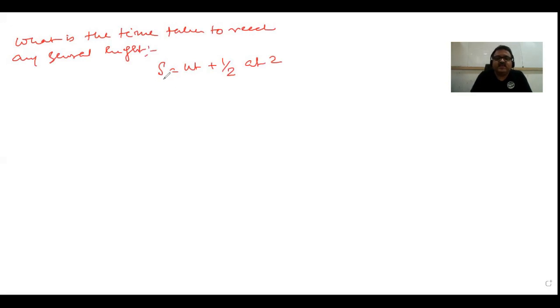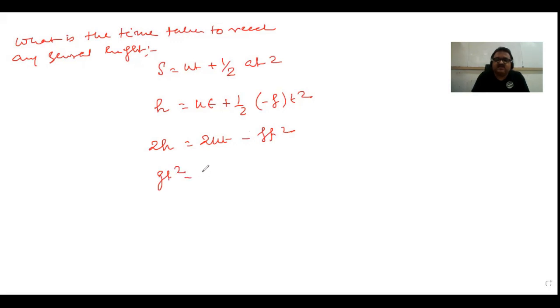So what to do? Since it is going up, take it as h, u is positive, t is this, plus half minus g into t square. Correct? From here, we'll get again a quadratic equation of 2h equal to 2ut minus gt square. Arrange it properly: gt square minus 2ut plus 2h is equal to 0.